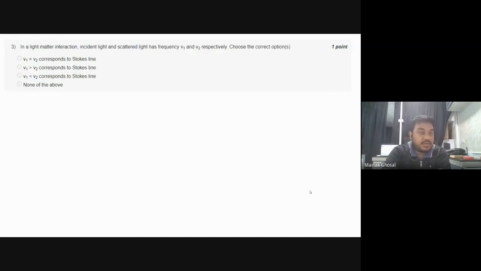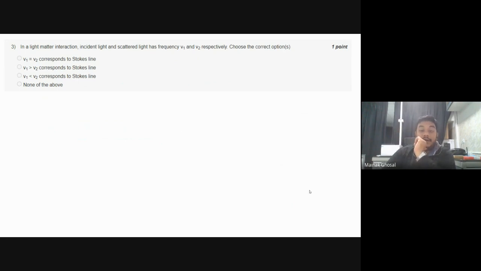Now, this is the next question: in a light-matter interaction, incident light and scattered light have frequencies nu1 and nu2 respectively, and you have to choose which option is correct. Just like in question number one, where the two wavelengths were given as lambda 1 for the incident radiation and lambda 2 for the scattered radiation, the relation was that lambda 1 equals lambda 2.